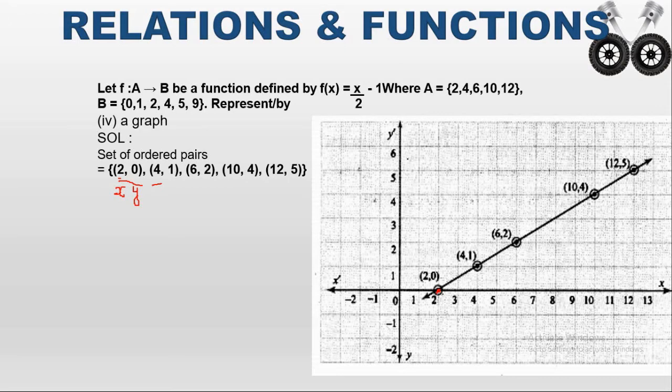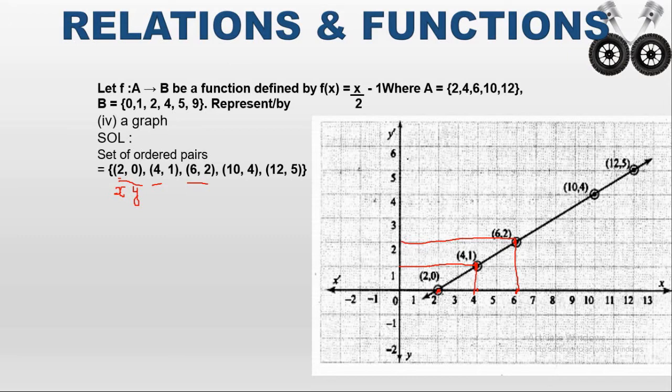So what is the next ordered pair? 4, 1. So the x value is 4, so you will be here, and the y value is 1, so you plot the point here. So the point is here, 4, 1. So what is the third ordered pair? It is 6, 2. So here the x value is 6 and the y value is 2. So you have to plot the point 6, 2 here.